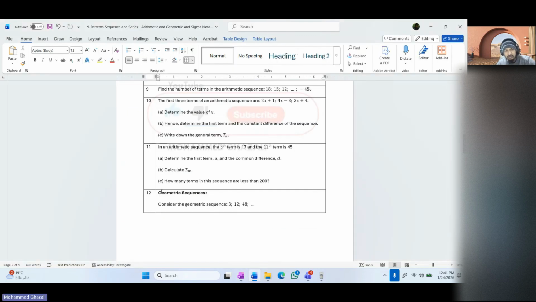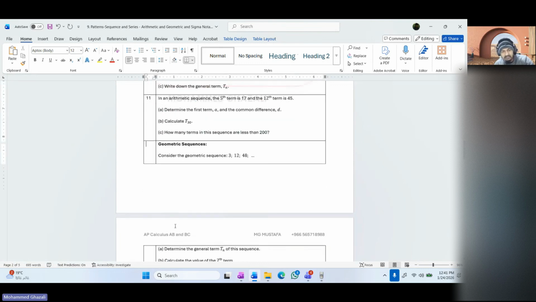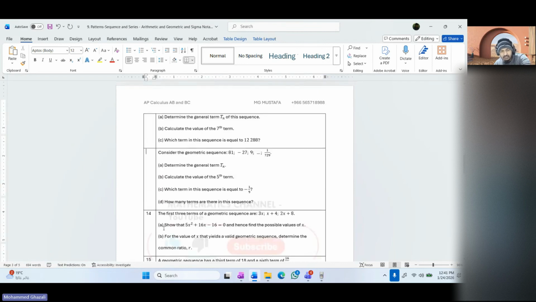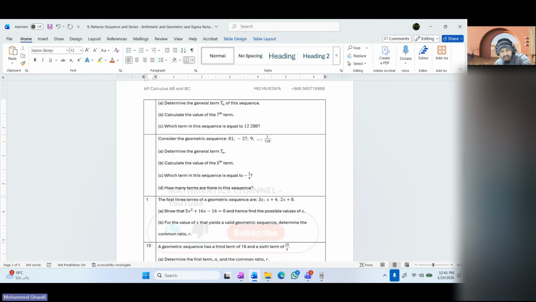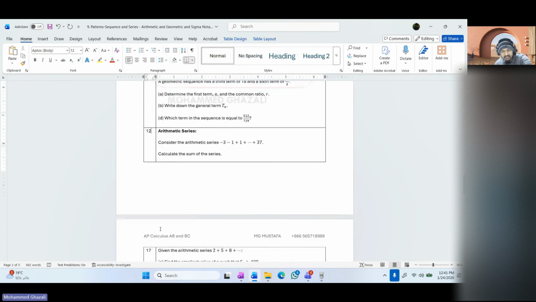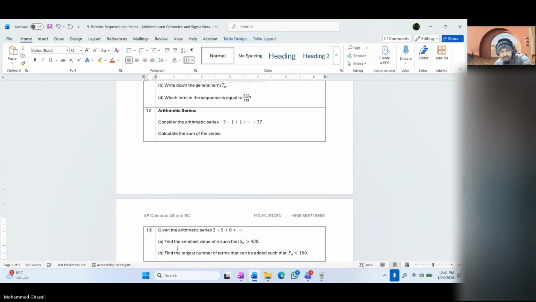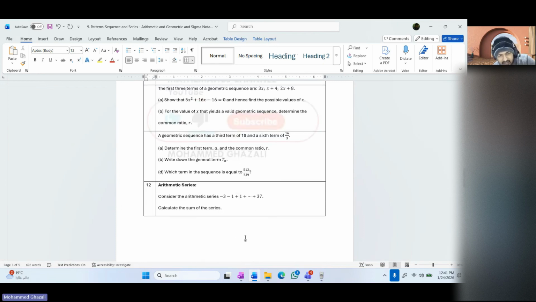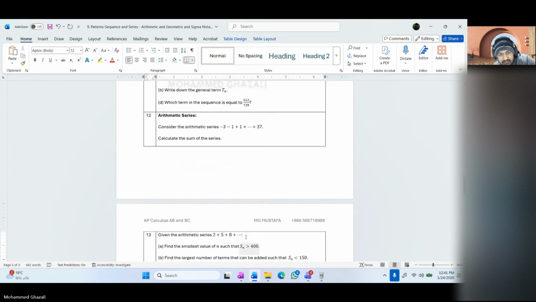Continuing here. I'm not going to do geometric sequence; that will be our next lesson. So those questions are geometric sequence, and we're not going to do them. We stopped at question number 11. Now we're going to do question number 12. We did an arithmetic sequence, so let's have a look at the formula for arithmetic series.